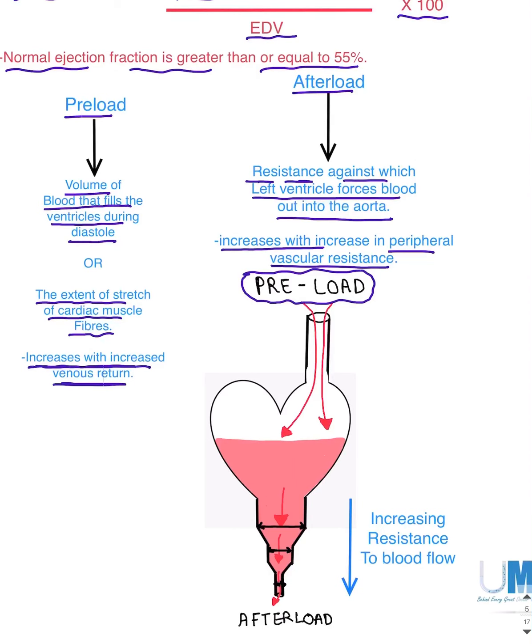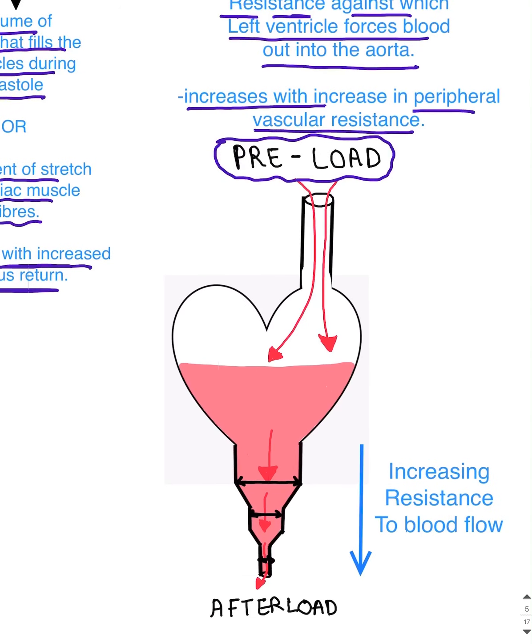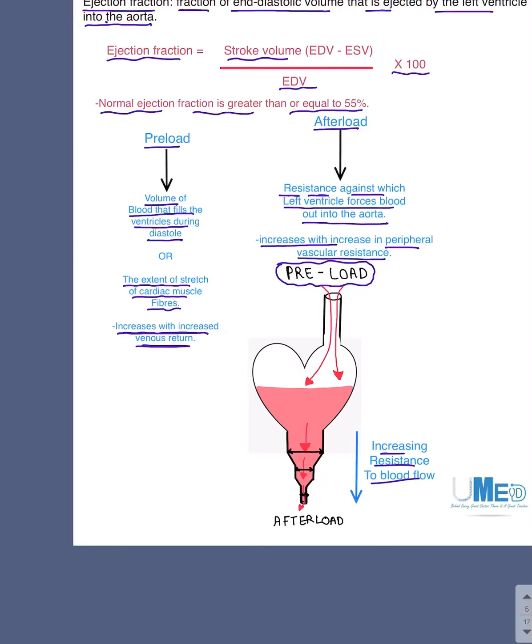Obviously, if there is increased peripheral vascular resistance, there will be increased resistance to blood flow in the arteries. So the left ventricle has to generate more force. The left ventricle will feel more resistance to pump the blood into the systemic arteries. So we can see here, as the lumen decreases by vasoconstriction, there is increased resistance to blood flow, or increased peripheral vascular resistance, and there will be increased afterload.